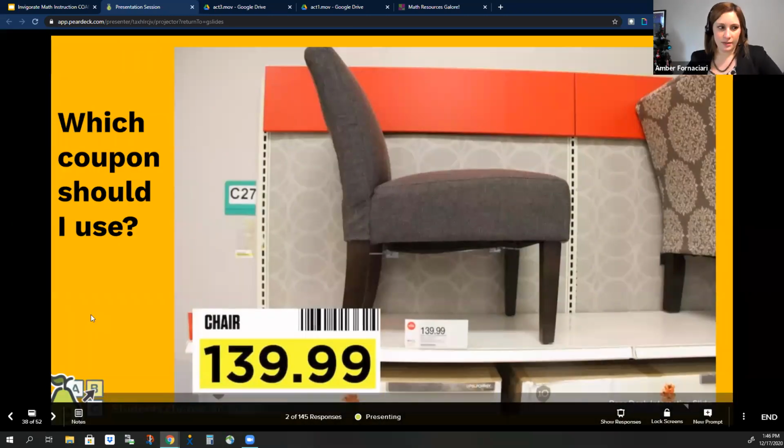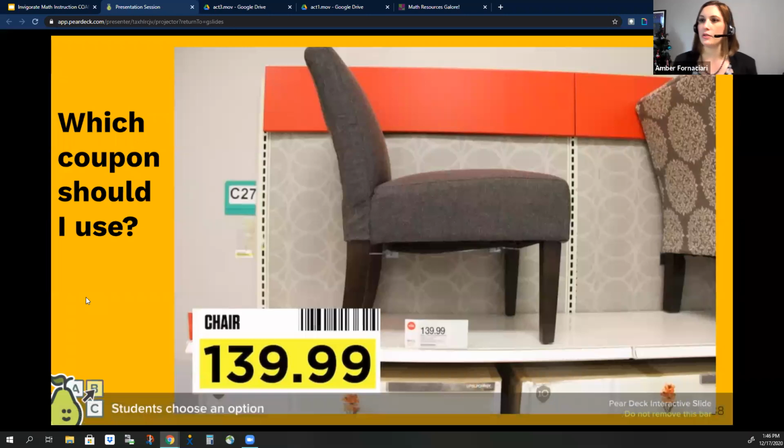What about for the chair? What about for the chair? What's the better deal, $20 or 20%?